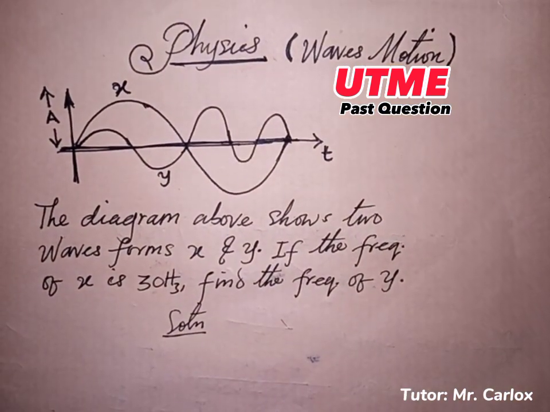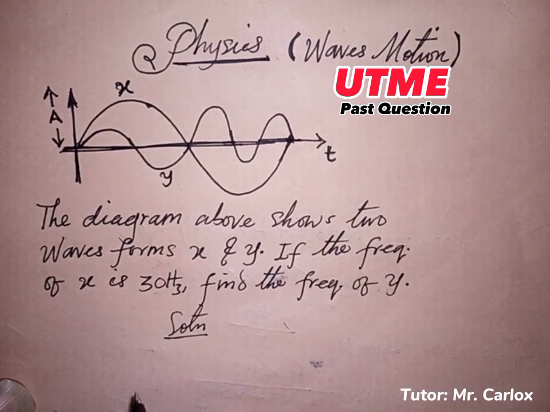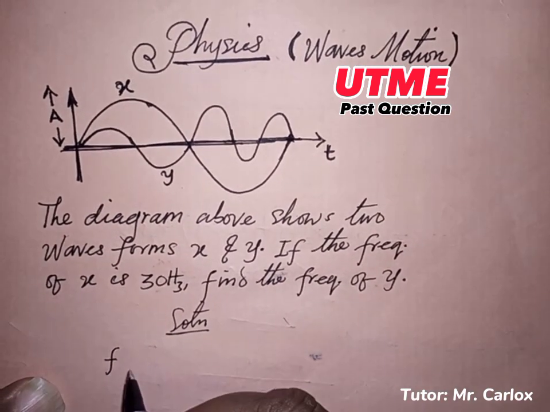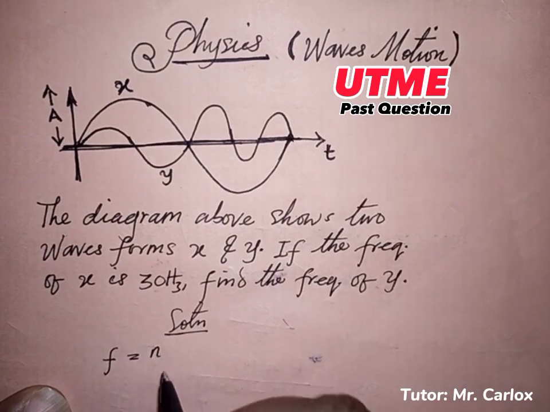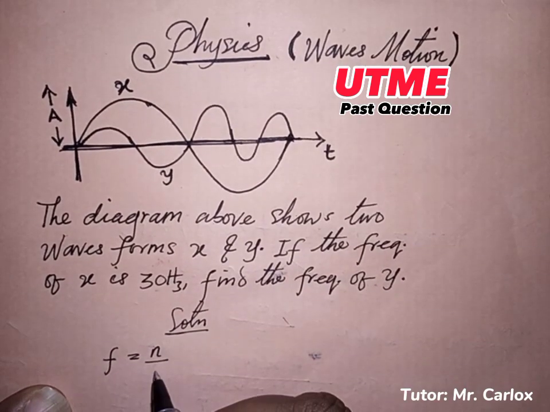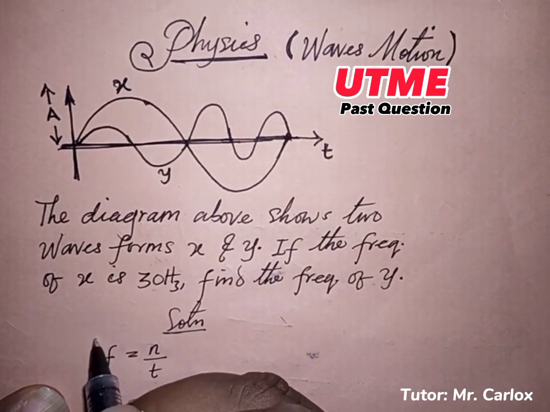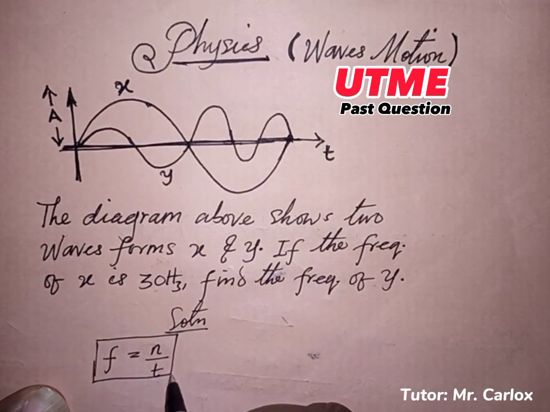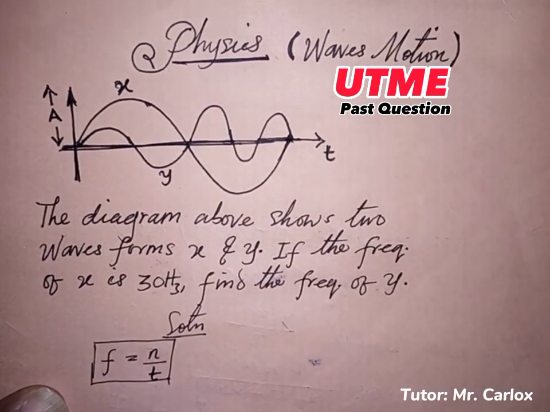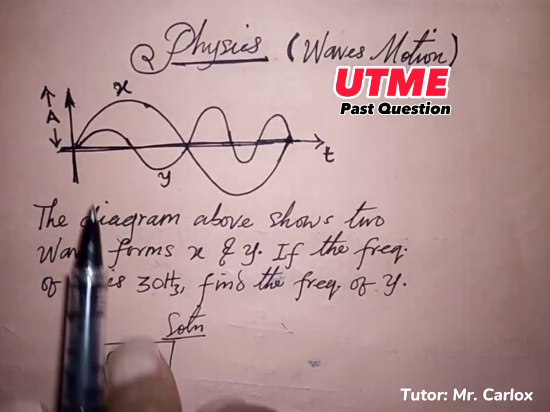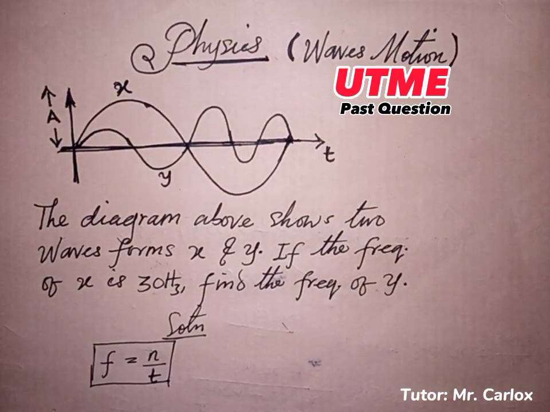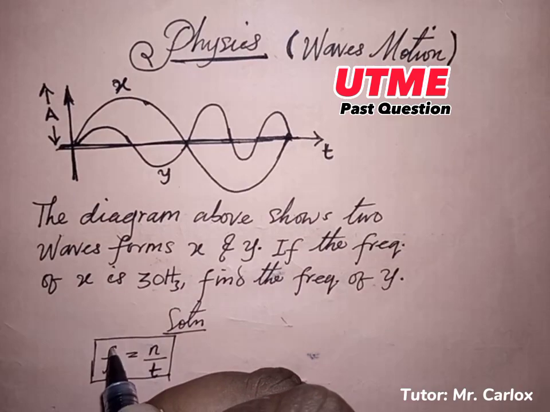First of all, you have to know this: frequency in this case will be number of vibrations over the time of travel. This formula will go a long way in solving this question. Number of vibrations over the what? Time of travel. Now we can still have this in this form.